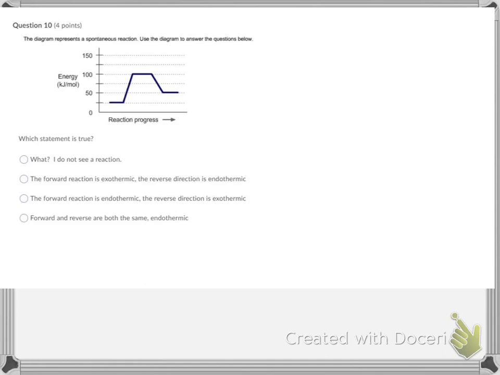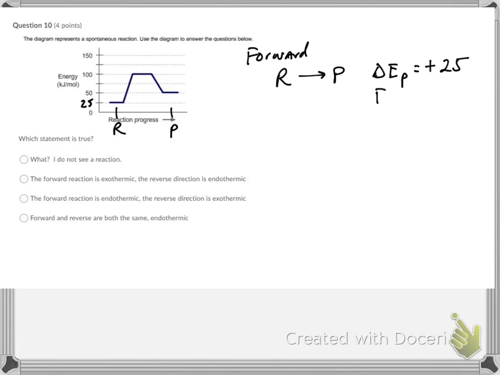So here we have, you can quantify many of the changes in potential energy for the reaction in the forward and reverse direction and activation energies. So let's do that. So we put R and P here. So in the forward, R to P, we see the change in potential energy is positive 25 kilojoules per mole. It has an activation energy in the forward direction of 75 kilojoules per mole, and it's endothermic.